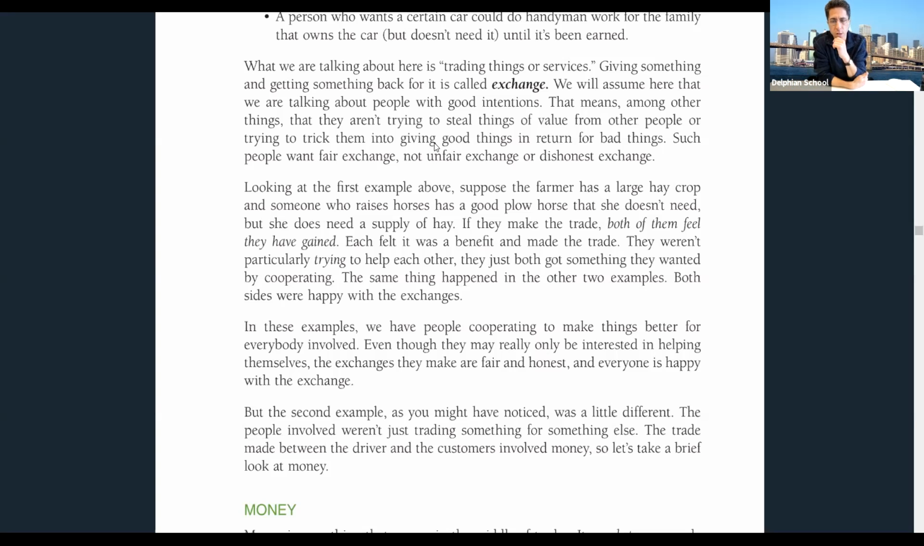Looking at the first example above, suppose the farmer has a large hay crop and someone who raises horses has a good plow horse that she doesn't need, but she does need a supply of hay. If they make the trade, both of them feel they have gained. Each felt it was a benefit and made the trade. They weren't particularly trying to help each other, but they just got something they wanted by cooperating. One person had one thing, the other person had the other, and they exchanged it based on need. The same thing happened in the other two examples. Both sides were happy with the exchanges.